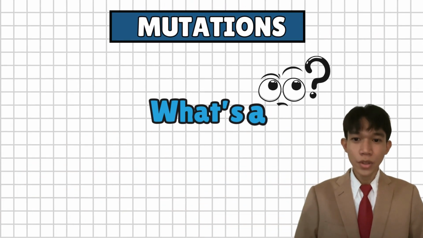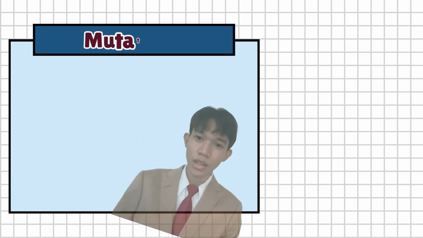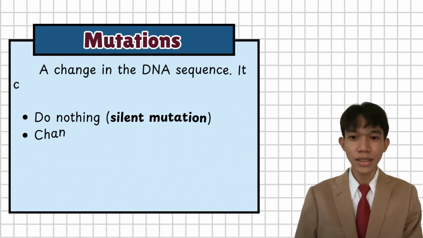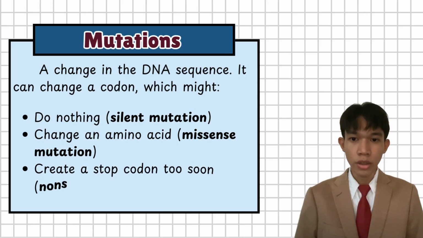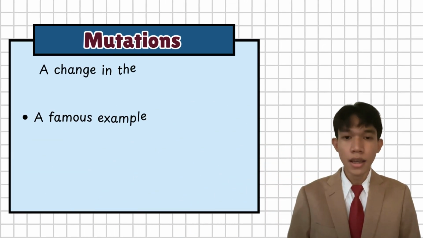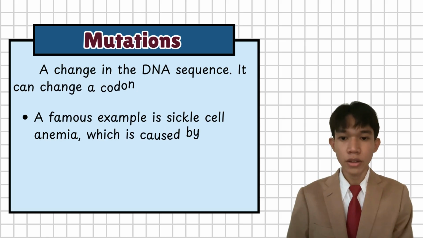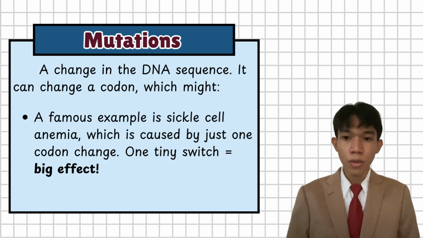Let's talk about mutations. Who can tell me what a mutation is? Right, a change in the DNA sequence. It can change a codon, which might do nothing, a silent mutation; change an amino acid, a missense mutation; or create a stop codon too soon, a nonsense mutation. A famous example is sickle cell anemia, which is caused by just one codon change. One tiny switch equals a big effect.